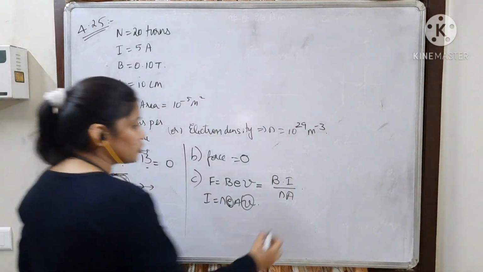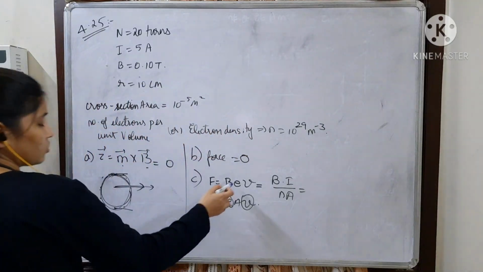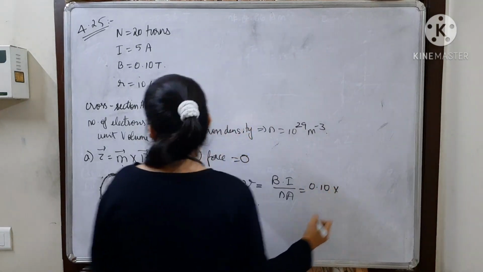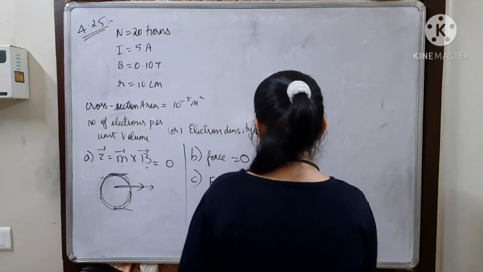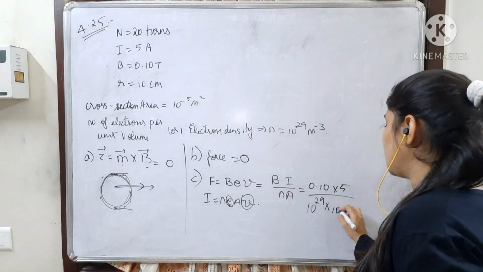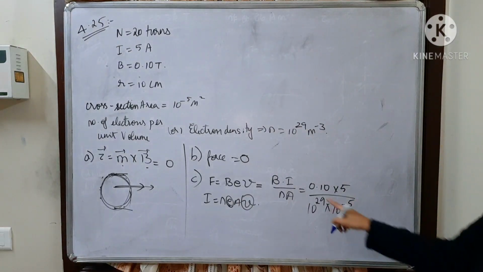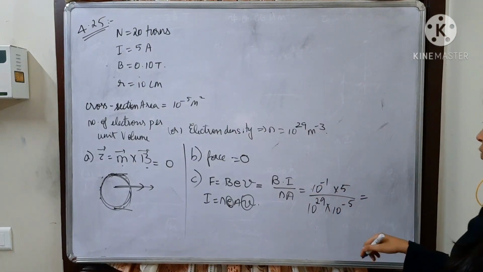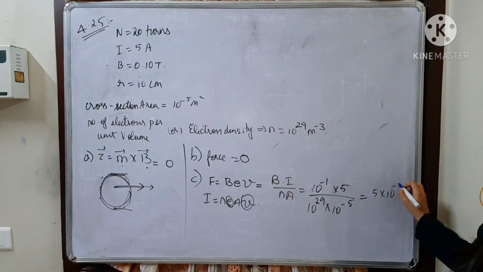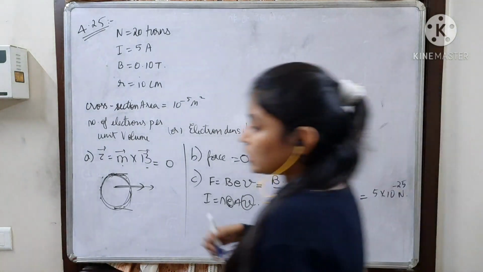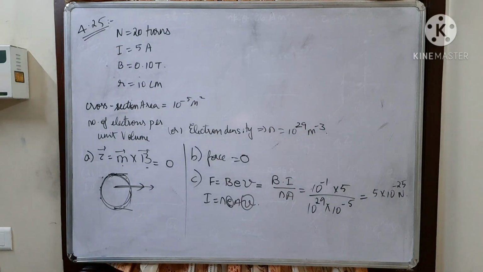So now we will substitute all the values. So B is 0.10 into current is equal to 5 ampere divided by number density is 10 power 29 into cross-sectional area will be 10 power minus 5. So the answer for this can be written as 10 power minus 1. So the answer for this will be 5 into 10 to the power of minus 25 Newton. So that will be the force acting on each electron. 5 into 10 power minus 25. So that will be your answer.